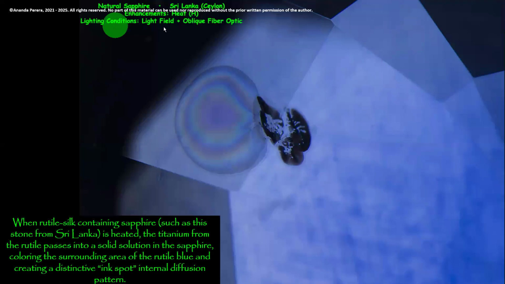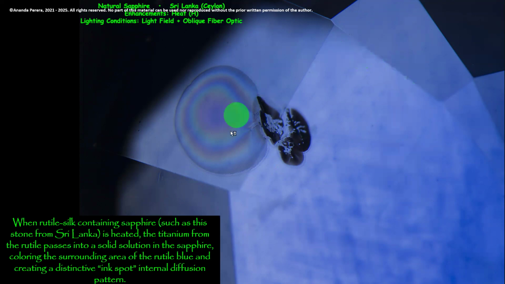This is the lighting condition here also, light field plus fiber optic oblique. What is here? Rutile silk containing sapphire. Inside the sapphire, rutile silk is there.